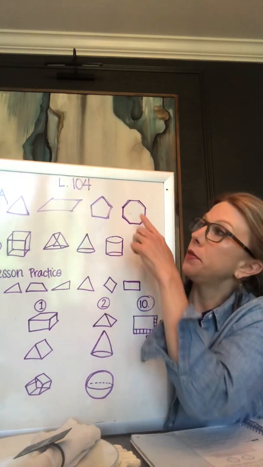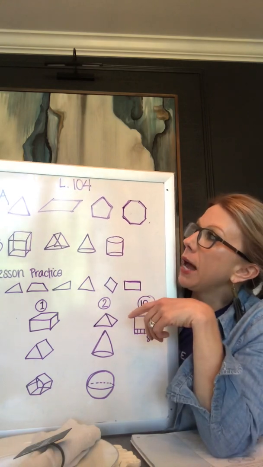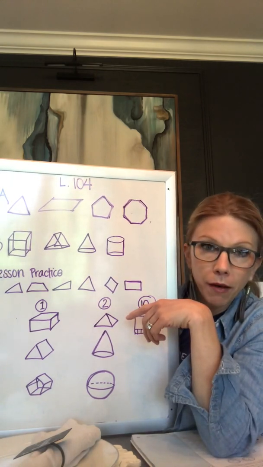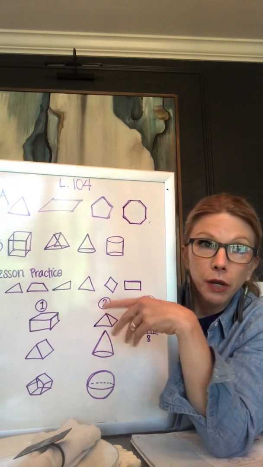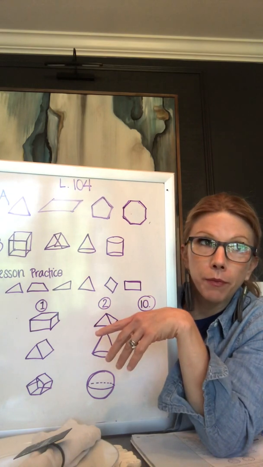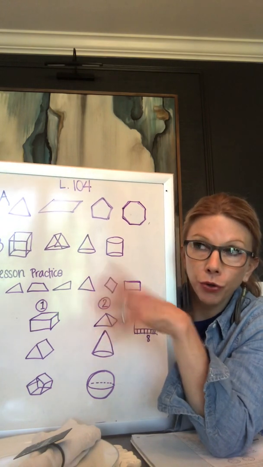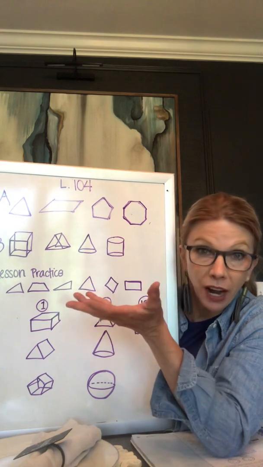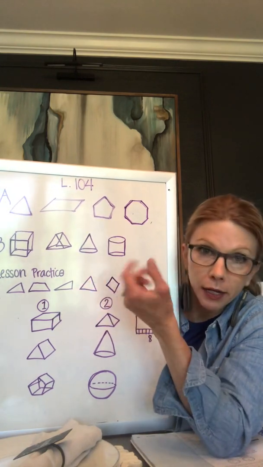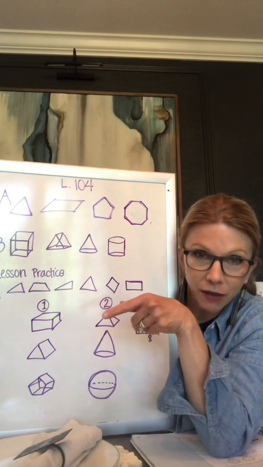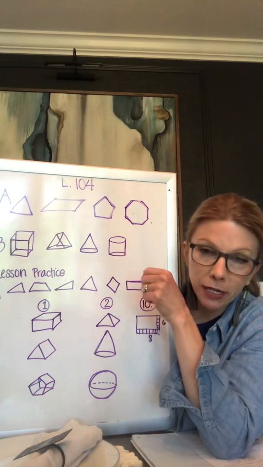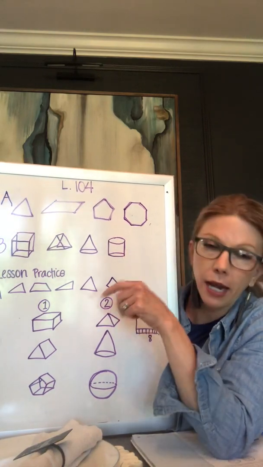And then the shape here, how many sides does that shape have? 5. Remember, the root word penta means 5. So the Pentagon in Washington, D.C. has 5 sides around it, and this shape has 5 sides. It kind of looks like a house.